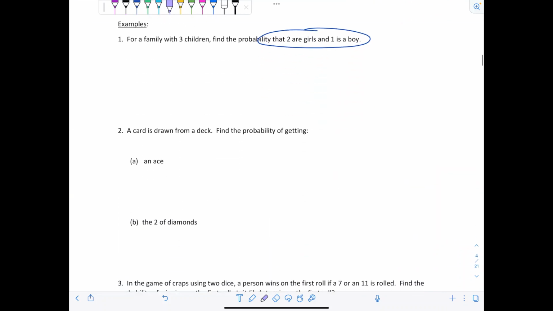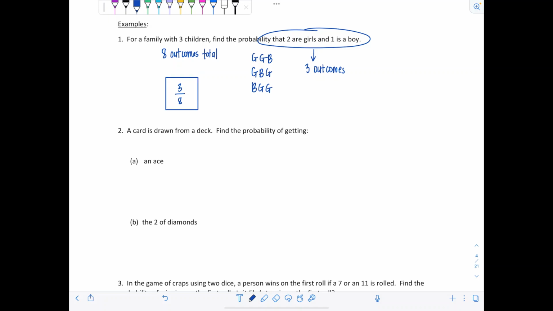So now let me go back here. So this happened 3 different ways. If you want, I'll remind you, it was girl, girl, boy, girl, boy, girl, and boy, girl, girl. And there were 8 outcomes total. So the probability is 3 divided by 8. And then, like your book might say, the probability, if you want to think of it as F divided by N, frequency was 3, N is 8.